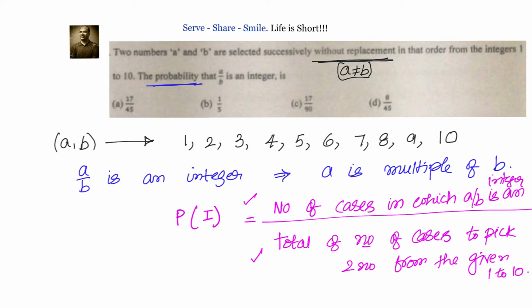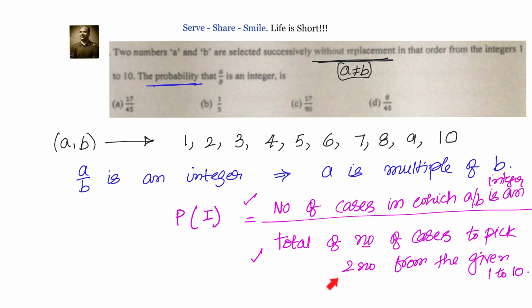Now we have to get our numerator, we have to get our denominator, then we have to divide them. So first we have to find out what are the values of a and b, the number of cases in which a by b is an integer. Now suppose I take a equals 4. If I take b equals 1, 4 by 1 is 4, that is one scenario. If I take a equals 4, b equals 2, 4 by 2 equals 2, that is also another scenario. So all those will be counted into the numerator part.